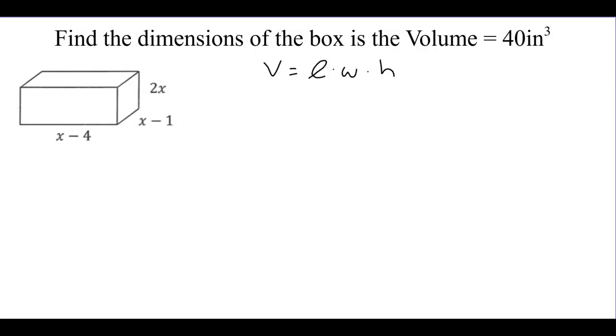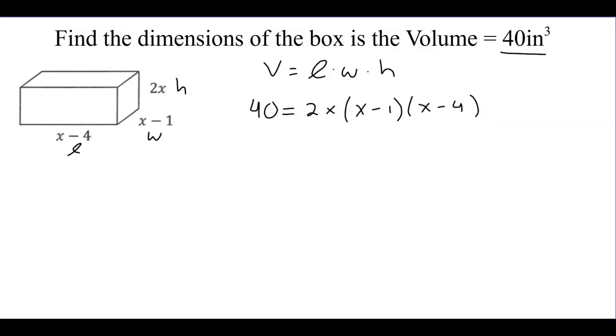So if you think of this as the length, the width, and the height of the box, we really just need to multiply all three together. And we know that the volume is 40. So if we plug in 40 for volume, V is 40, they tell us that up here. It doesn't really matter what order we multiply the length, width, and height in. I'll do 2x times x minus 1 times x minus 4.